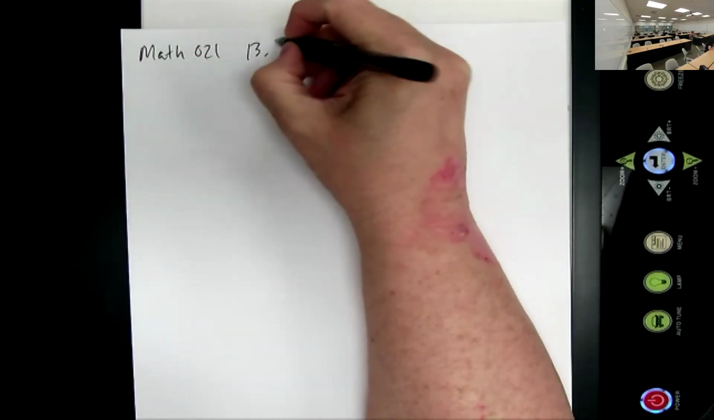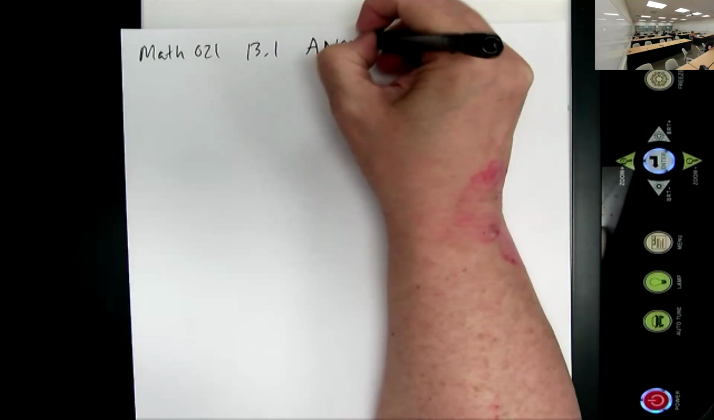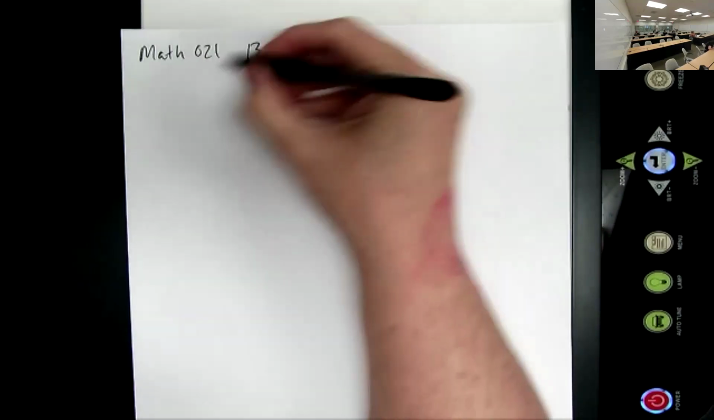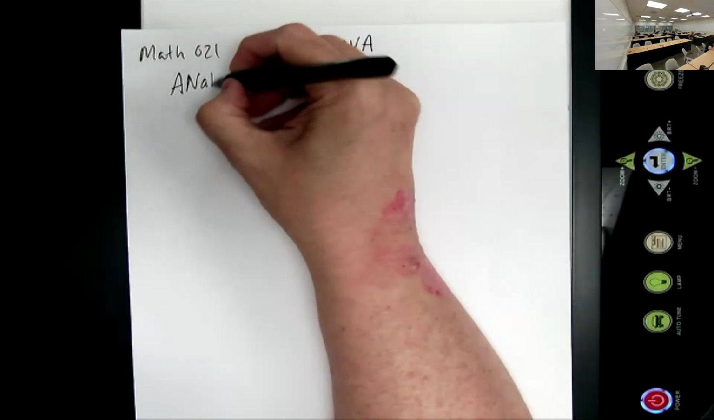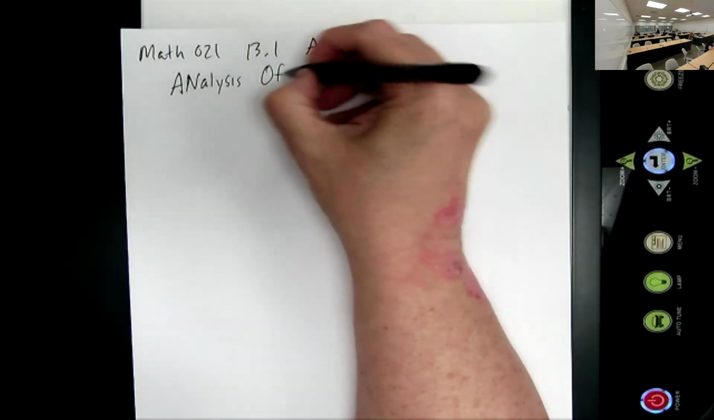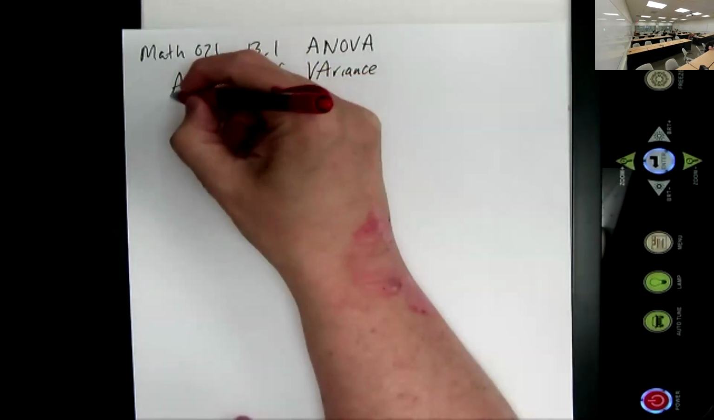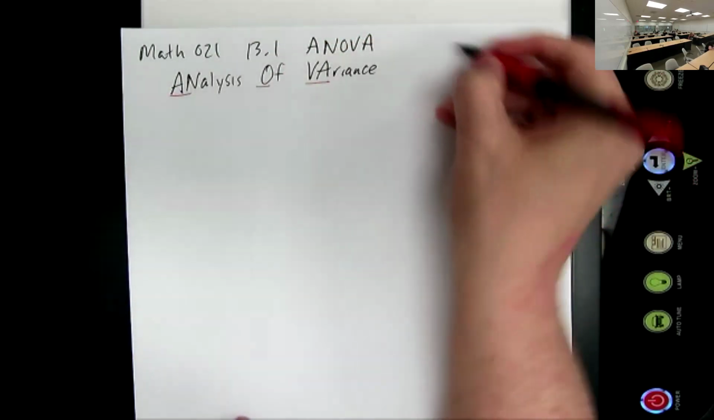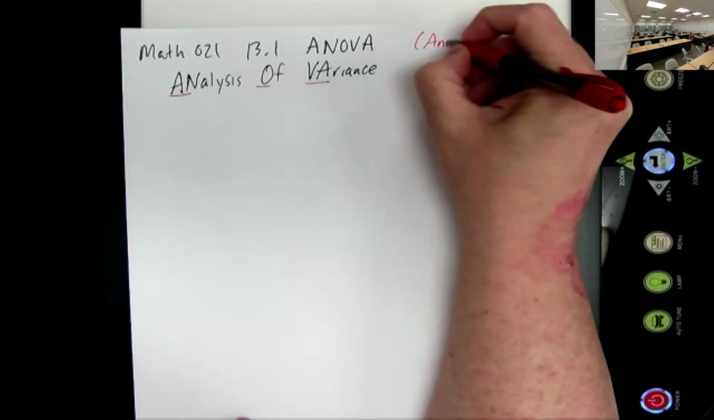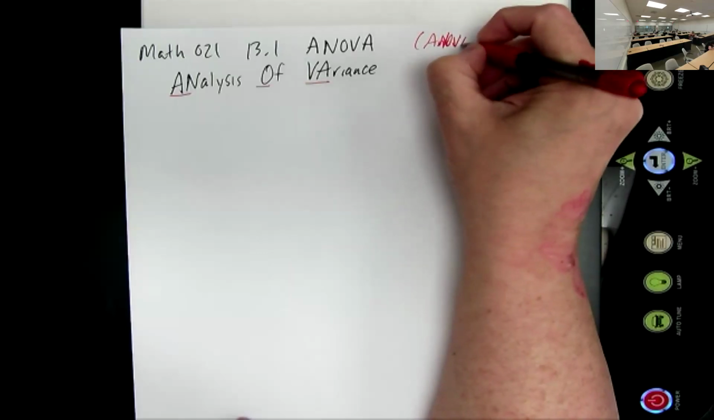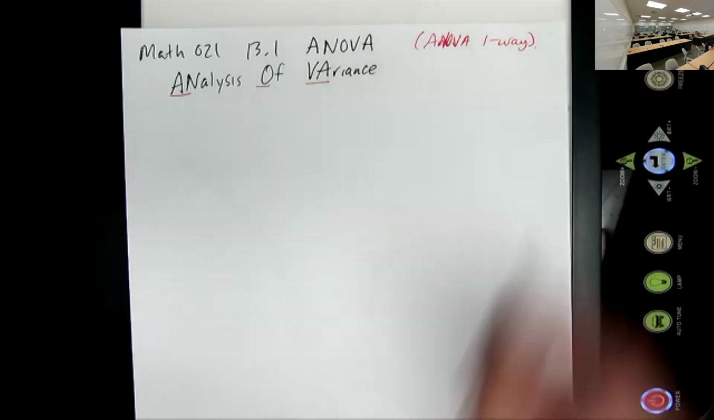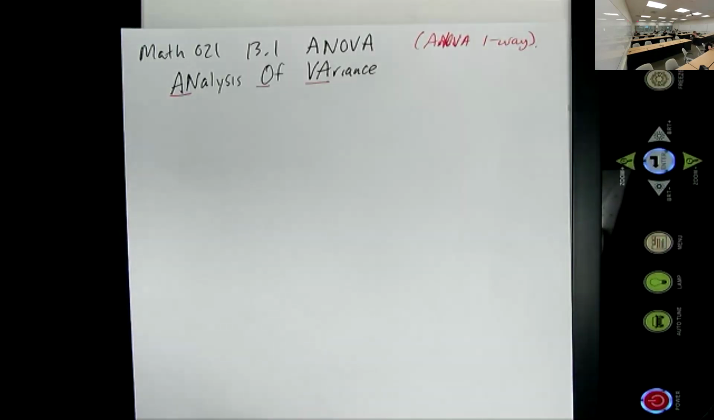We're doing 13.1. It's on something called ANOVA with all capital letters, which stands for analysis of variance, where I've capitalized the letters that it goes with. This is technically called ANOVA one way. There's other options, but we're only doing one. In Chapter 12, we did multiple proportions, 3 or more groups with proportions. This is a means test for 3+ samples.